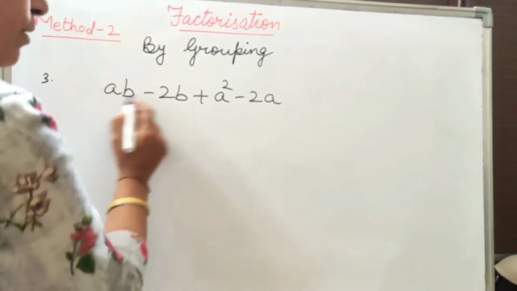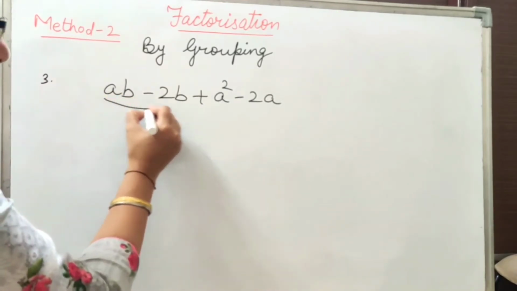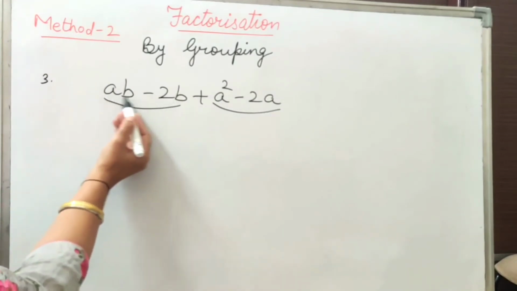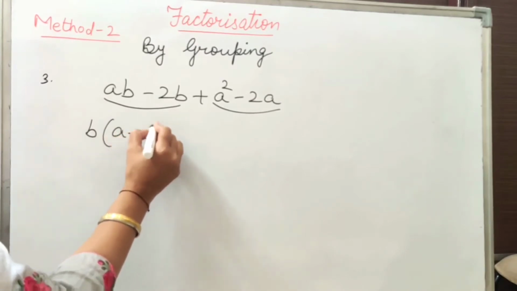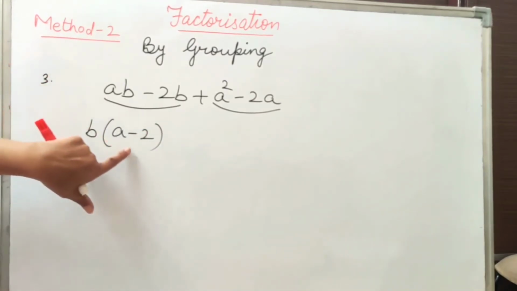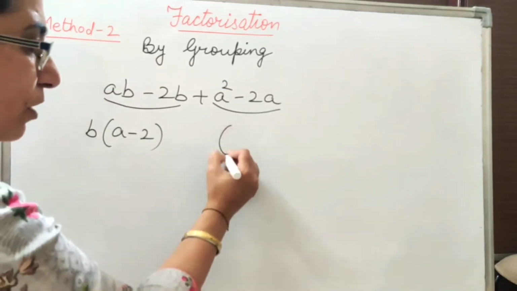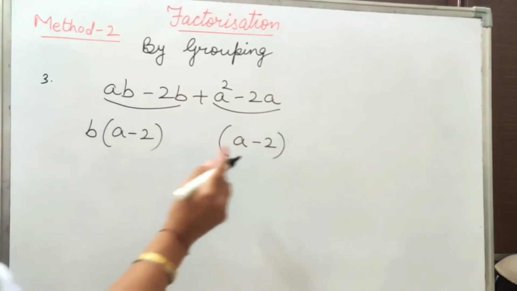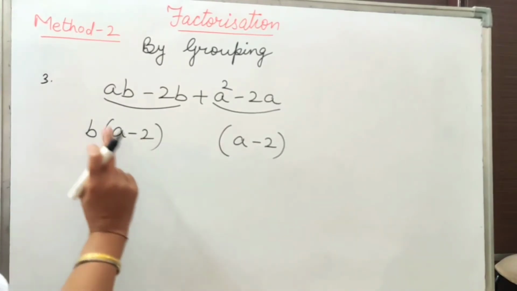Now the next question. Again 4 terms are given. I am making groups. First is this group and the second group. First I will take out the common factor from these two terms. b is common. Then the quotient is a minus 2. I told you in the previous question that the quotient must be the same. So for this I am writing the first quotient here. After leaving some space, I am writing the quotient, because it is an important condition that these quotients must be the same.